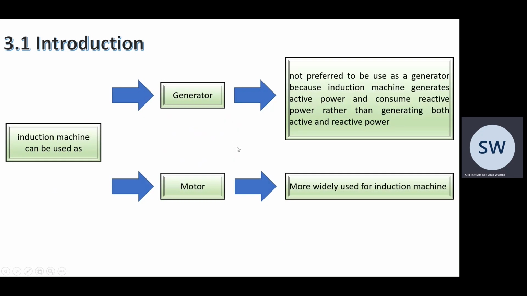Induction machine can be used as generator or motor. Any type of machine can be operating as generator or motor. However, induction generator is not preferred because induction machine generates active power P and consumes reactive power Q rather than generating both P and Q. On the other hand, induction machine is widely used as motor instead of generator.